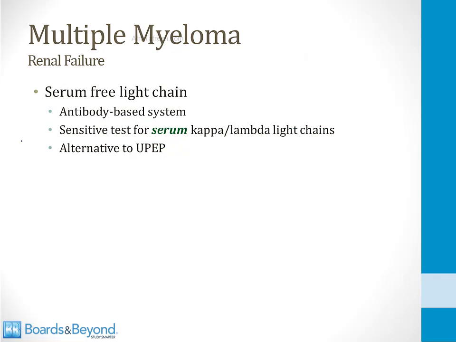Now, when I was in training, the UPEP was routinely used to look for light chains in the urine in cases of suspected multiple myeloma. You should know, however, that it's being replaced by an alternative test called a serum-free light chain level. This is an antibody-based test used to look for kappa and lambda light chains in the serum, not in the urine. However, when they are present in the serum, it means they will also be present in the urine. Therefore, this test is sometimes used as an alternative to the UPEP.